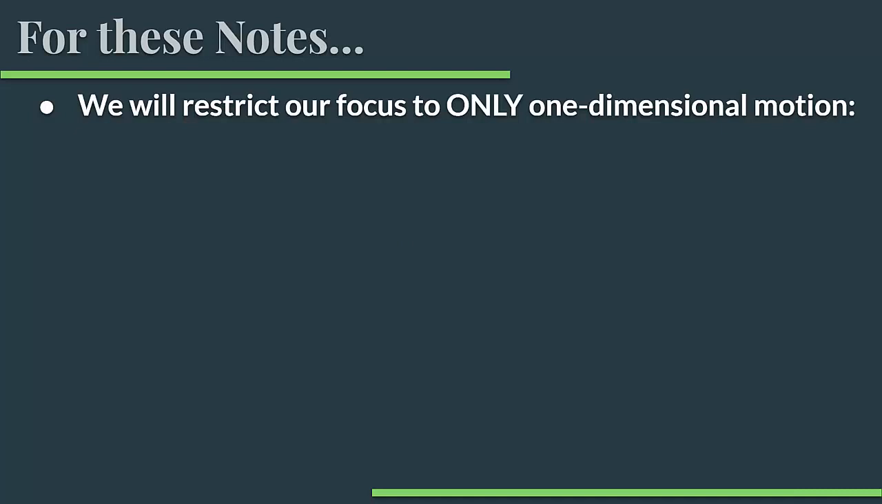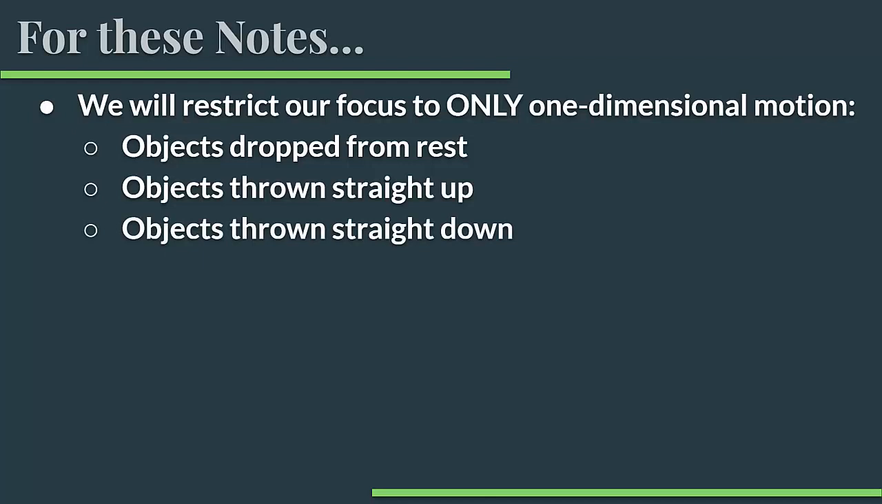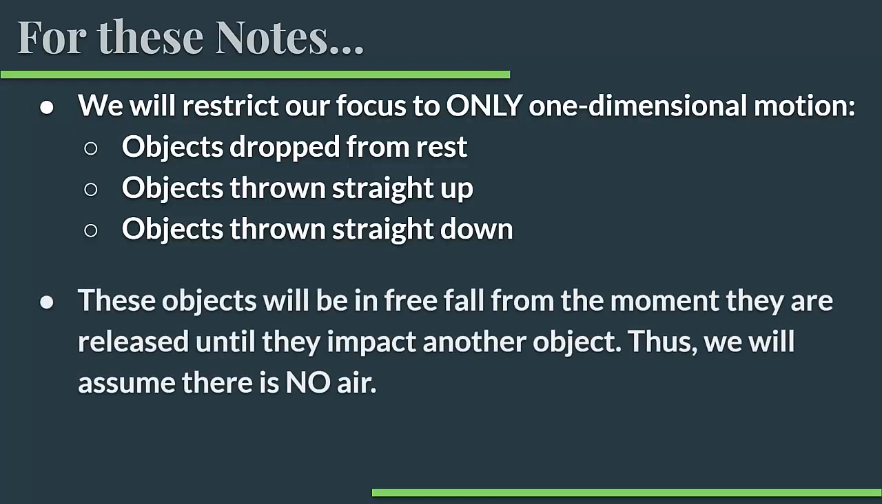For these notes today, we are going to restrict our focus to only one-dimensional motion, which means we're only going to deal with objects that are dropped from rest, objects that are being thrown straight up in the air, or objects thrown straight down. We'll later talk about objects that are thrown forward or at an angle, where we have motion in 2 dimensions. But for right now, we're going to deal only with one-dimensional motion in playlist 1 of Unit 2.